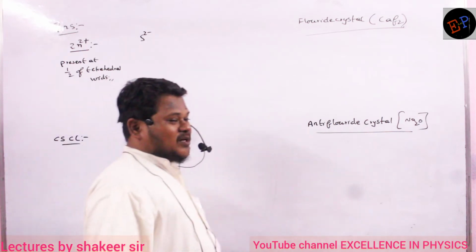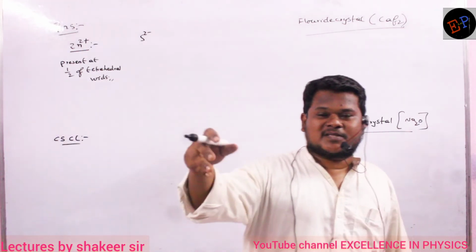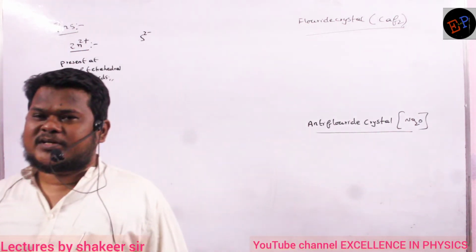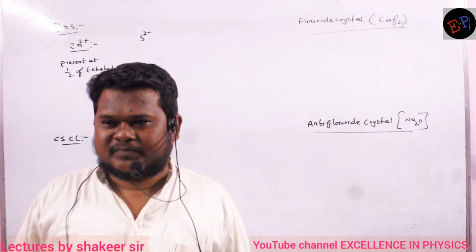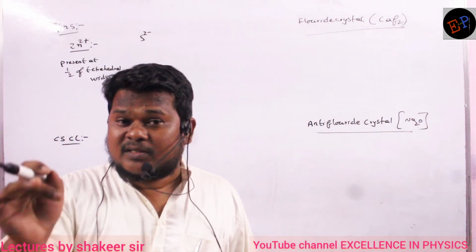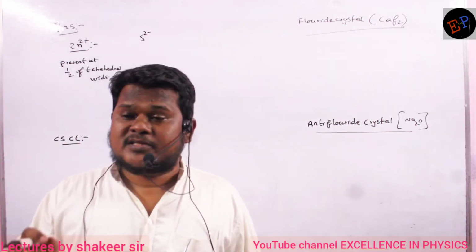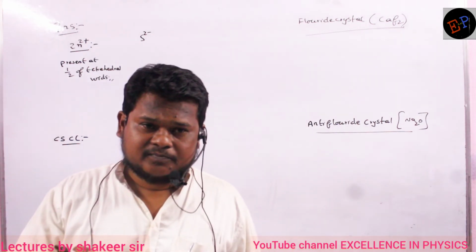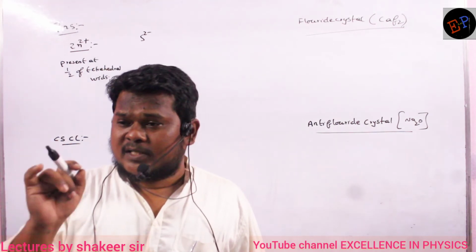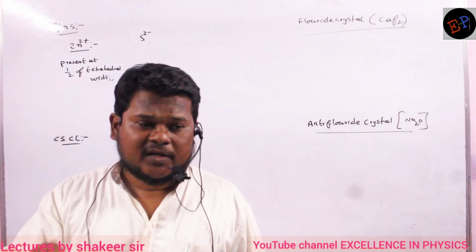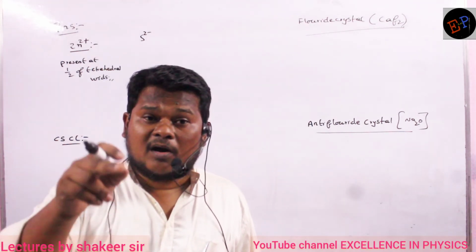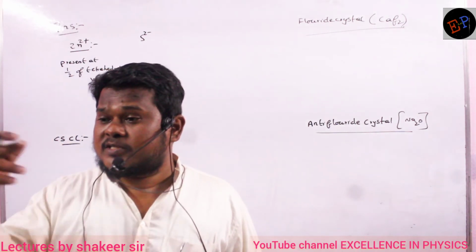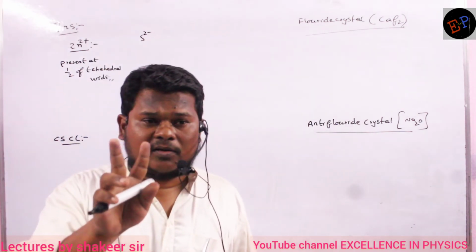The arrangement of tetrahedral voids. Where will tetrahedral voids be present in the unit cell? They are present on the body diagonal at a distance of d by 4 from the corner. Already we have studied, no? Tetrahedral voids are present on the body diagonal, and on each body diagonal 2 tetrahedral voids will be present.